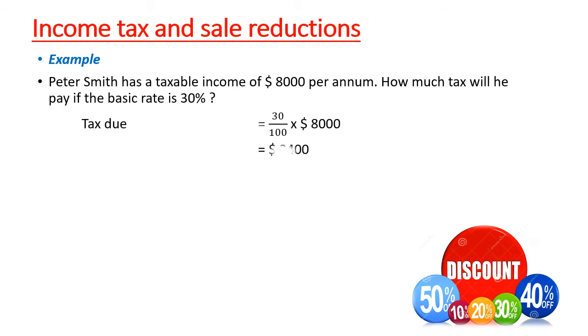Now check this answer. Tax due. What you have to pay for tax equals the rate, 30%. Then we know we have to write it as a fraction, 30 over 100, and multiply it by the full amount, $8,000. The final answer after simplifying this is $2,400.